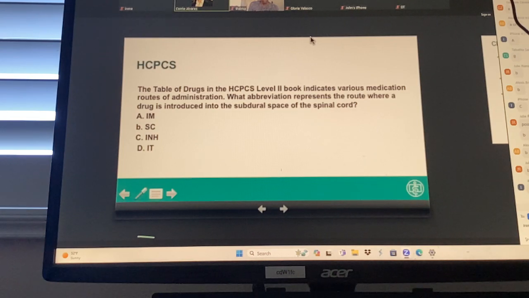IT stands for intrathecally. So it's a route where a drug is introduced into the spine, into the subdural space of the spine. So IM is intramuscular, SC is subcutaneous, INH is inhalation through the nose, IPPV treatment would be C, and D is through the spinal cord. So a lot of people think, oh, D, IT, that's somebody that works on my computer. But yeah, the answer is D, as in dog.